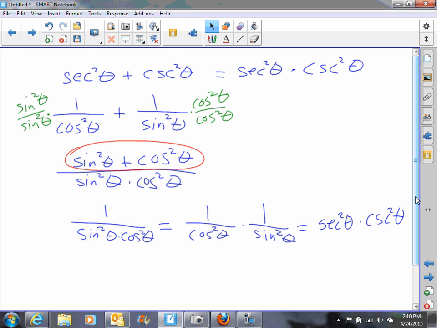A really cool identity. Now, you'll get a chance to do some of that in the exercises in Chapter 14, Section 2, and you'll certainly get a chance to do a lot of that next year in either pre-calculus or trigonometry.